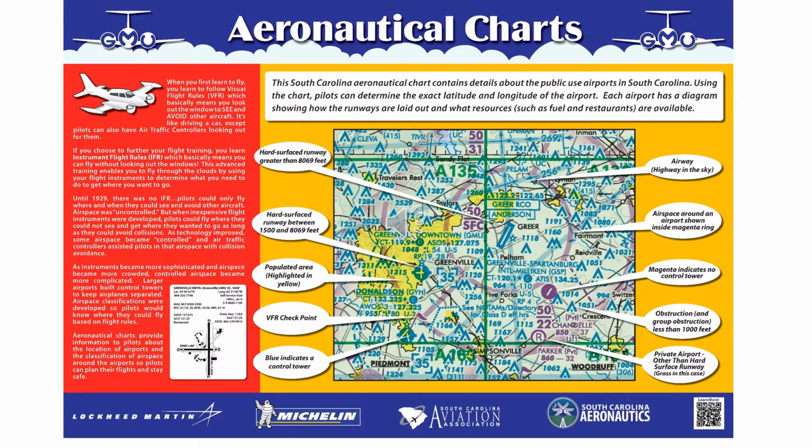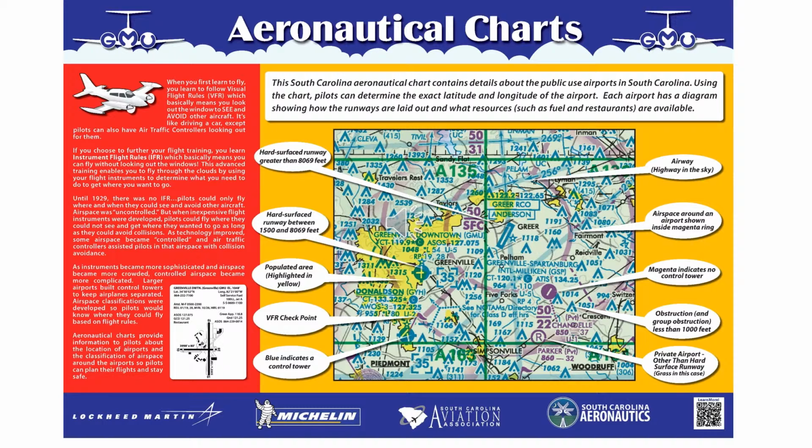Aeronautical charts. When you first learn to fly, you learn to fly visual flight rules, VFR, which basically means you look out the window to see and avoid other aircraft. It's like driving a car, except pilots can also have air traffic controllers looking out for them. If you choose to further your flight training, you learn instrument flight rules, IFR, which basically means you can fly without looking out the windows.